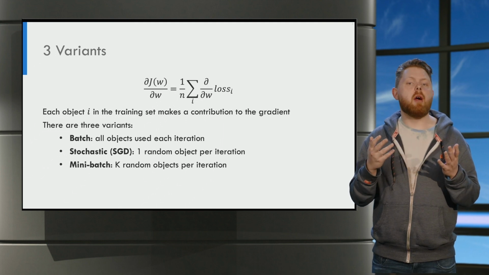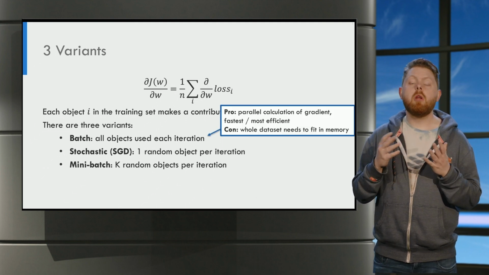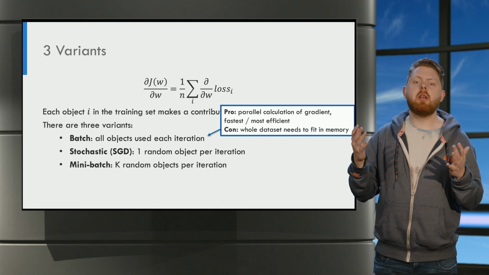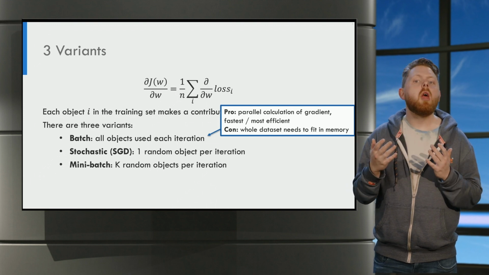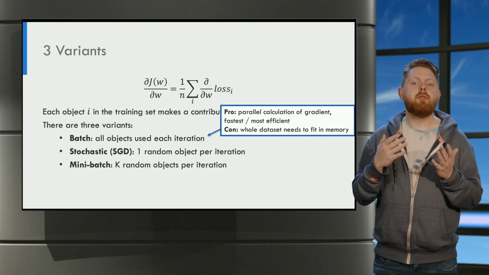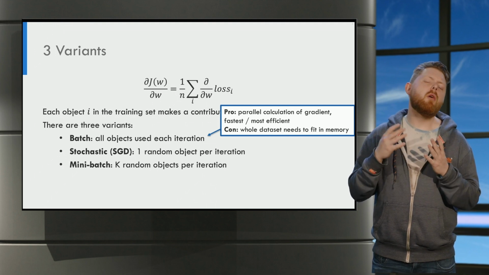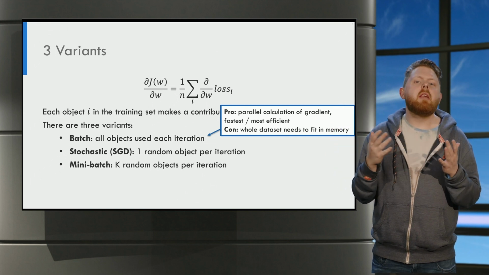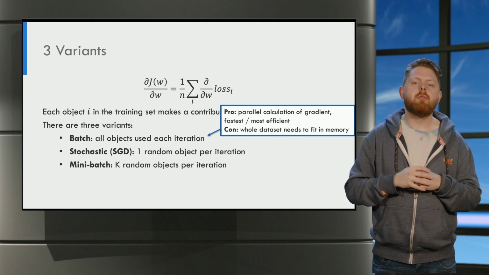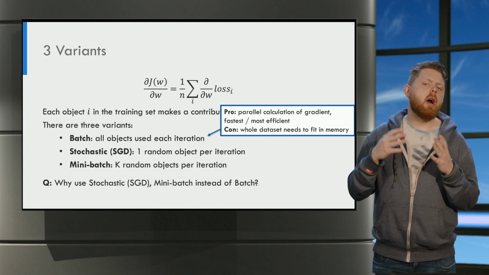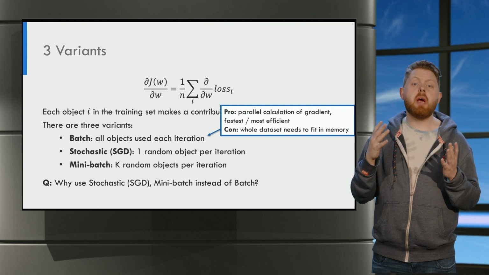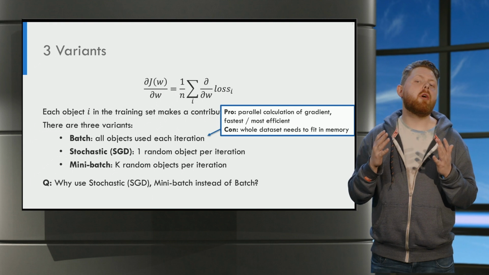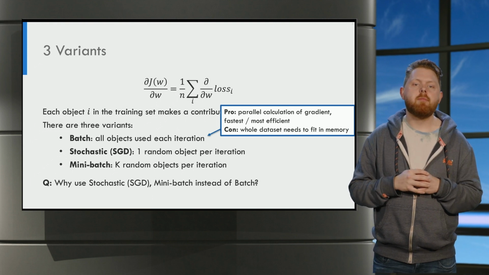Now, how do these compare? One advantage of batch gradient descent is that you can do all gradient calculations in parallel. Therefore, this method is more efficient. The downside is that your whole dataset needs to fit into memory, and this might not always be possible. Why would you use SGD or mini batch gradient descent instead of batch gradient descent? Please pause the video to think about the answer.